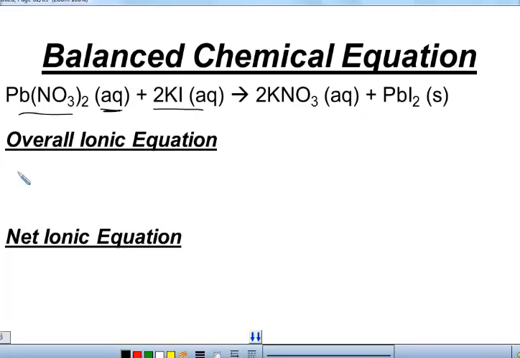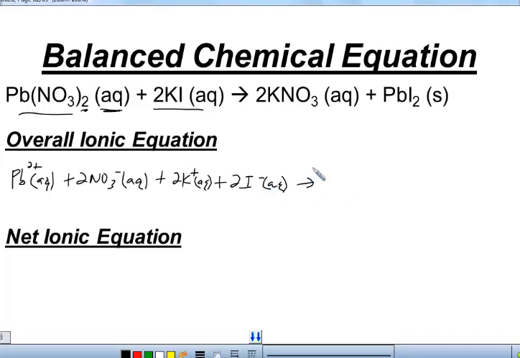So the overall equation in this case would be a lead ion, Pb 2 plus, because there's only one of them, and that's aqueous, plus 2 nitrates, there's 2 of them, NO3 minus, and that's aqueous, plus 2 K plus, and that's aqueous, plus 2 I minuses, and that's aqueous, yields, again, we're going to break these apart, 2 K plus, and that's aqueous, plus 2 NO3 minuses, and those are aqueous, because anything that's aqueous, we're going to break apart into its individual ions.